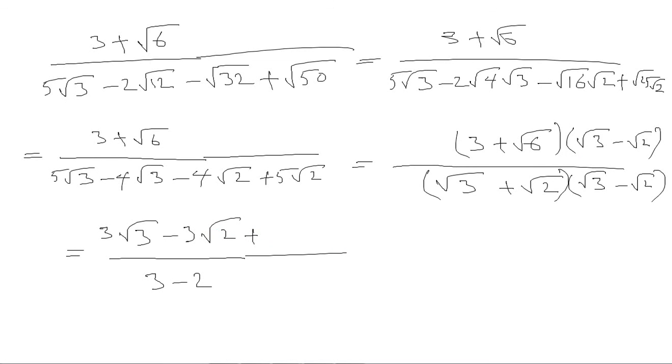plus radical 6 times radical 3 is radical 18. Radical 18 can be written as radical 9 times 2, so it's 3 radical 2. And radical 6 times negative radical 2 would be minus radical 12, which can be written as minus 2 radical 3.